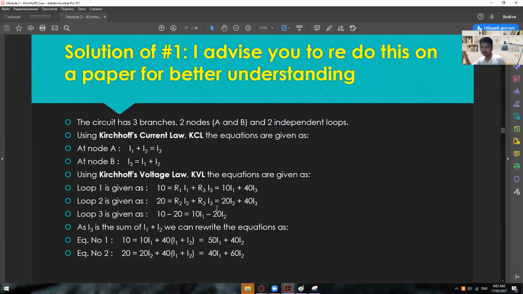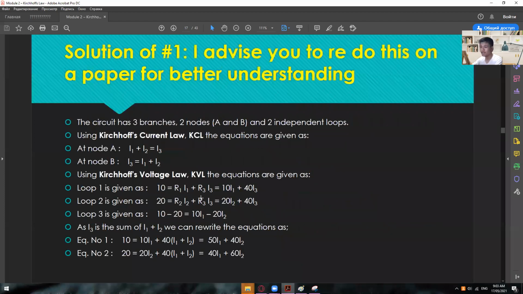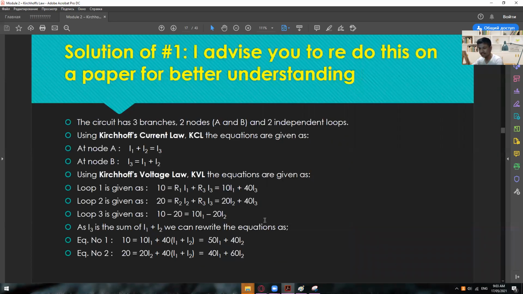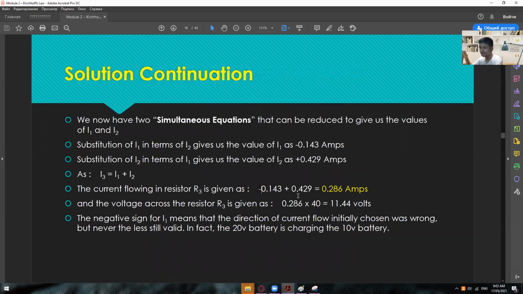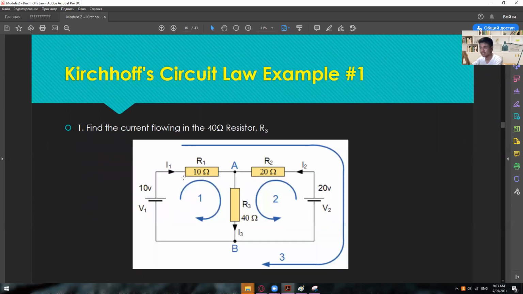Sir, paki-explain ulit kung bakit negative yung I1, sir. Yun yung lumabas lang sa result natin, okay? So, hindi natin kasalanan yun. It's just that it means that the polarity that we have assumed is incorrect. But nevertheless, same pa rin yung result. It's just that the signage is different. So, if it's positive, then you will get negative 0.429 naman dito. Depende kasi lagi yun sa signages natin, sa mga leaving and entering signage.